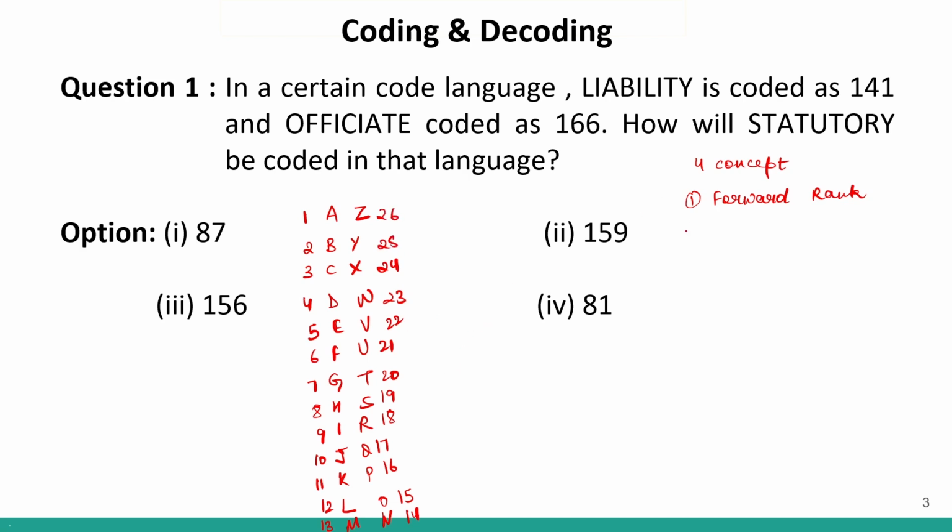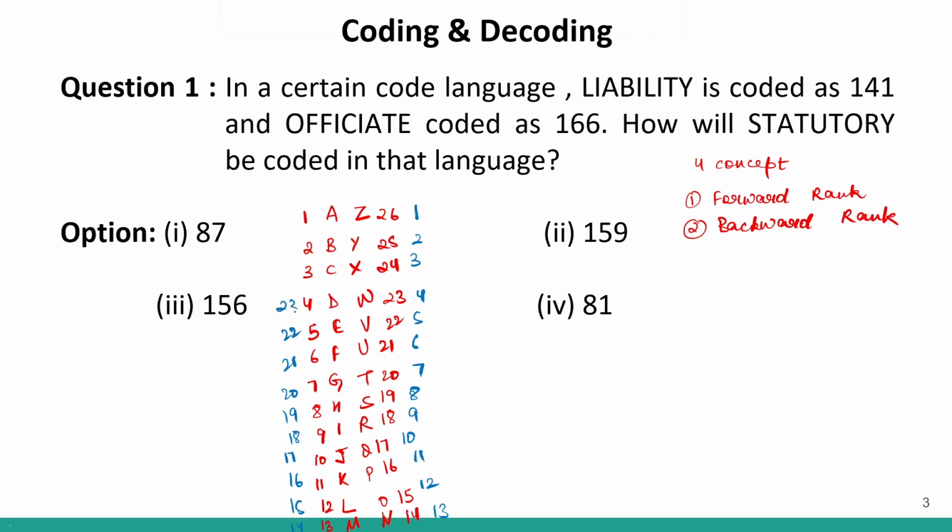Okay. The second concept is backward ranks. Backward ranks, as the name suggests, is when we assign numbers in decreasing order. So if I change the numbering, Z is 1, Y is 2, then 3, 4, 5, 6 and so on, up till A is 26. Correct? Up till A is 26, these are called your backward ranks.